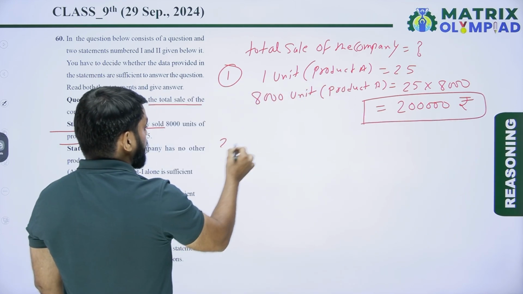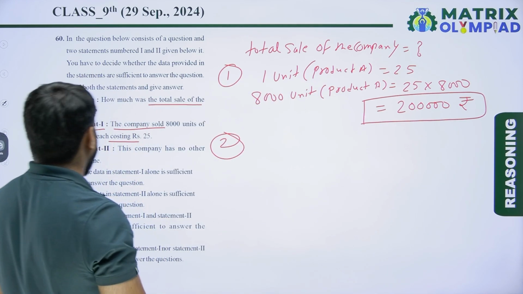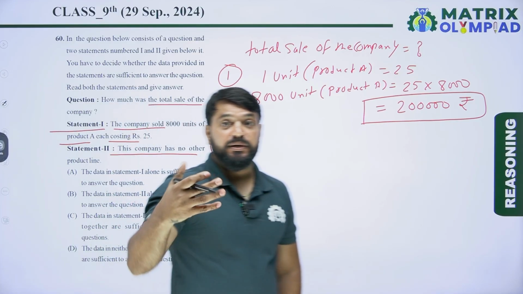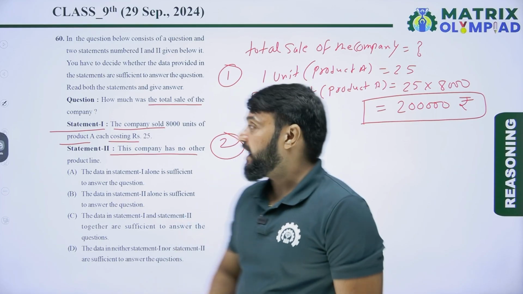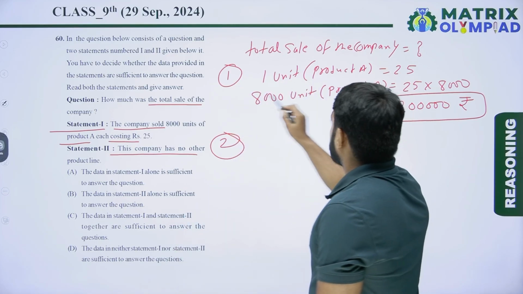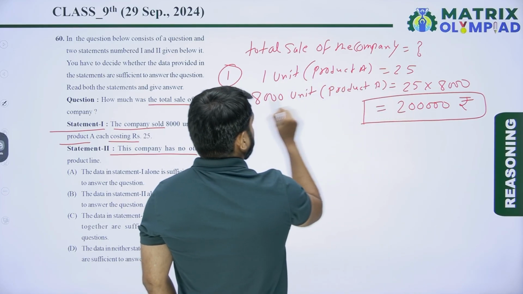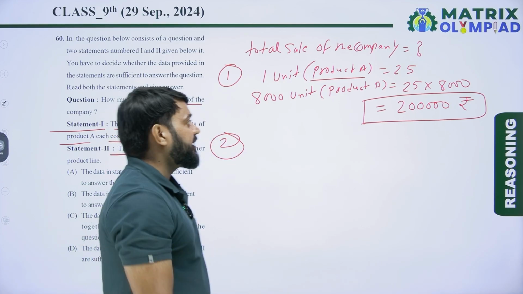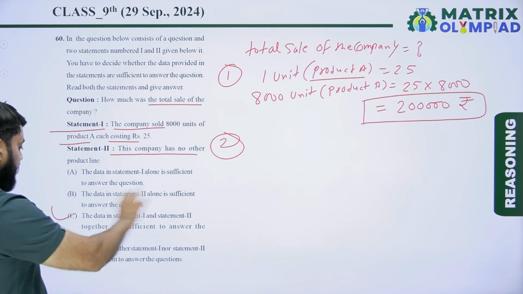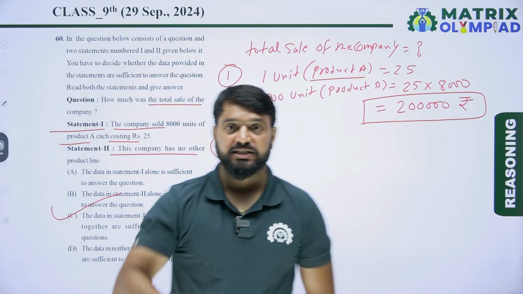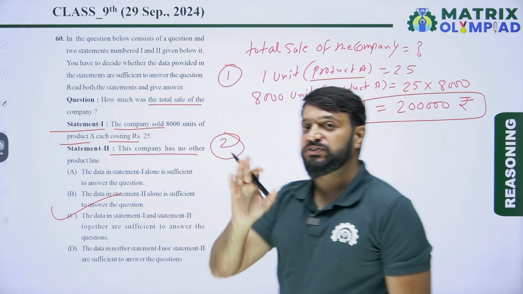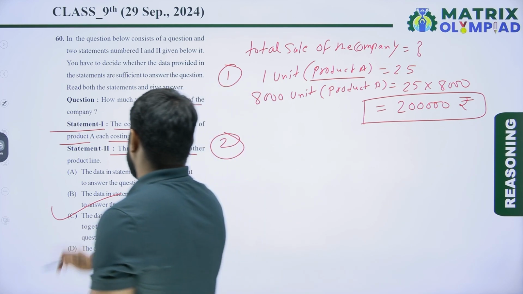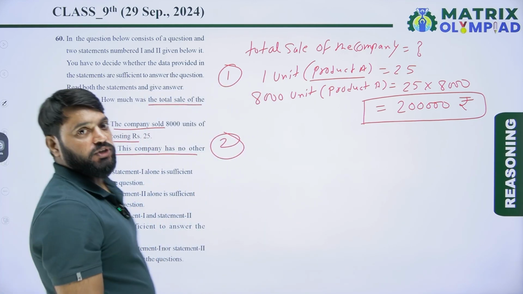So now according to statement second, this company has no other product line. It means the total cost of product A is the total sale of the company. So it means option C, the data in statement first and second together are sufficient to answer the question. So here option C is the correct answer of this question.